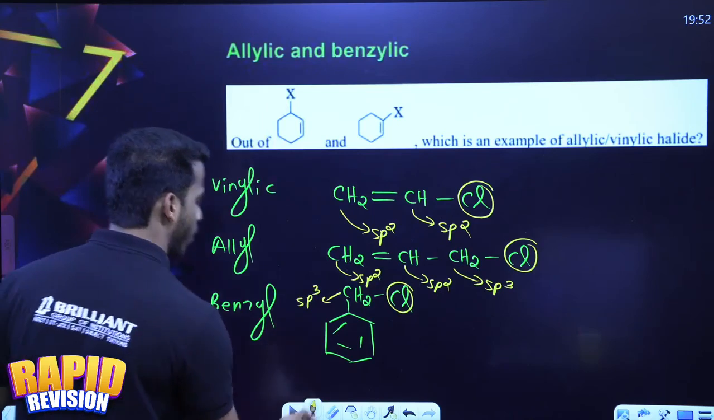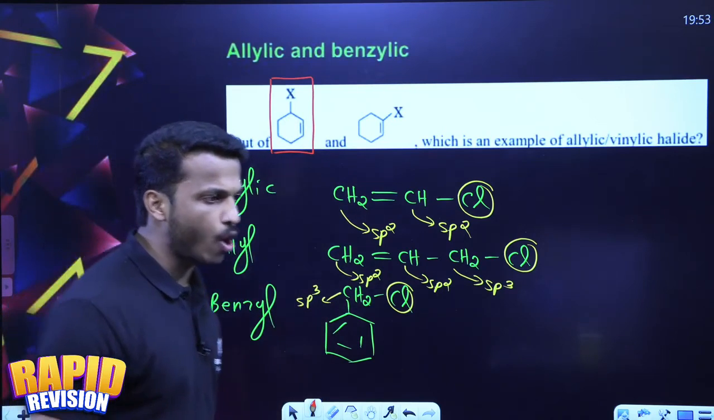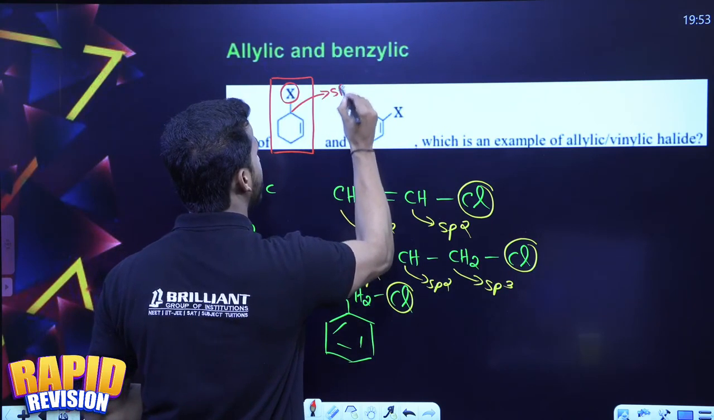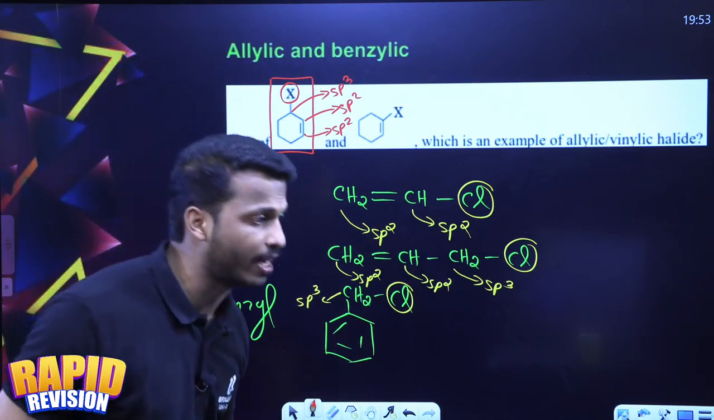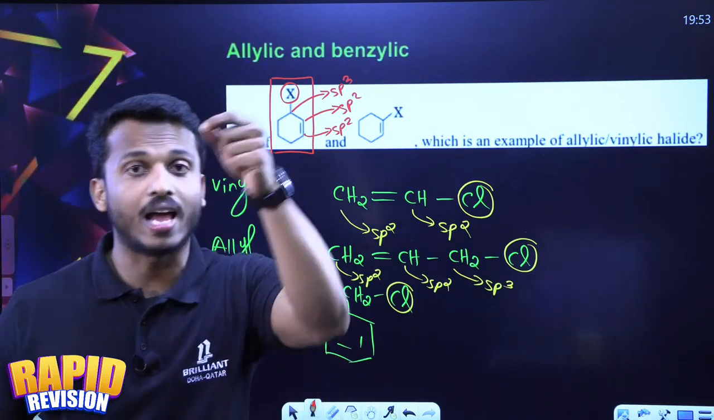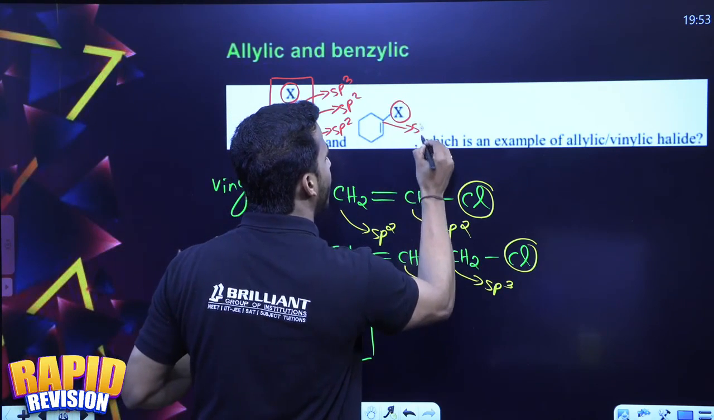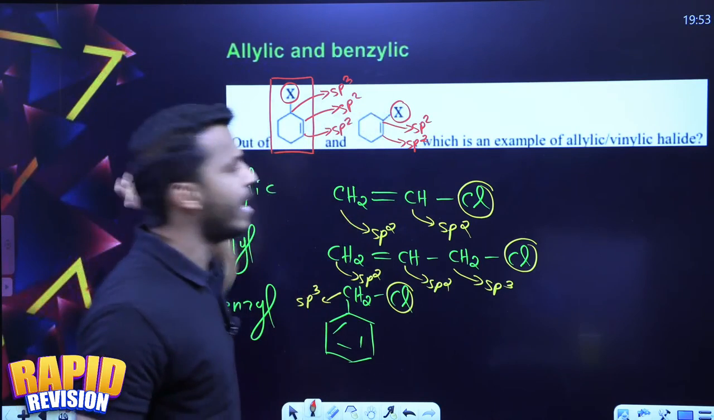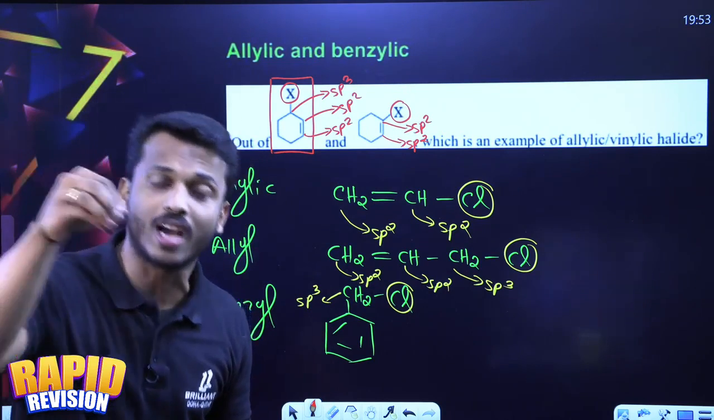So dear all, in the first compound, whether it is an allylic or vinyl group: you can see the halogen-connected carbon is sp3, this is sp2, this is also sp2. See the pattern? sp3, sp2, sp2, therefore it is allylic. The halogen-connected carbon is called the allylic carbon, and it is sp3 hybridized. Whereas in this case, the halogen-connected carbon is sp2, and this is also sp2. This is a vinylic group, where the vinylic carbon is sp2 hybridized. So the halogen-attached carbon in an allyl group is the allylic carbon, and the halogen-attached carbon in a vinyl group is the vinylic carbon.